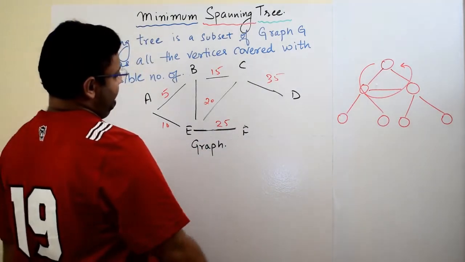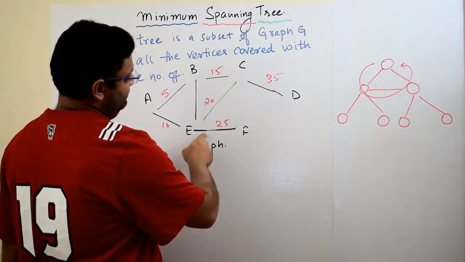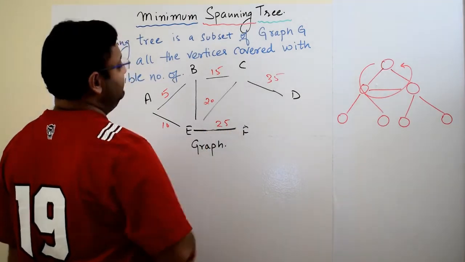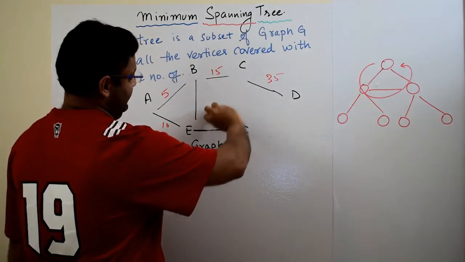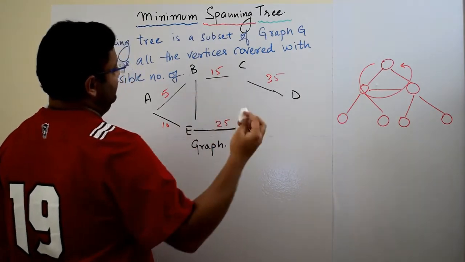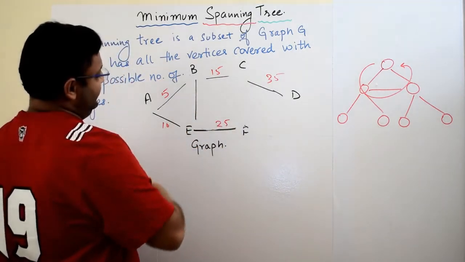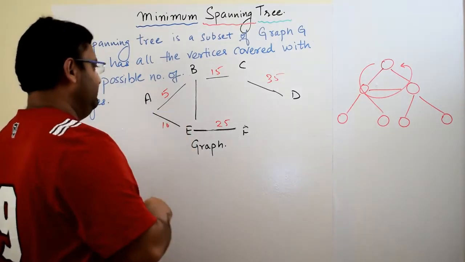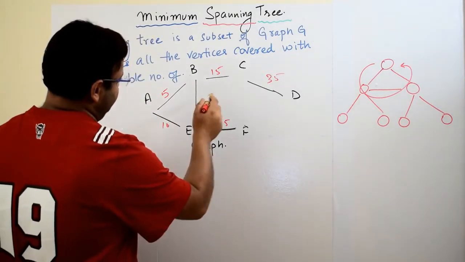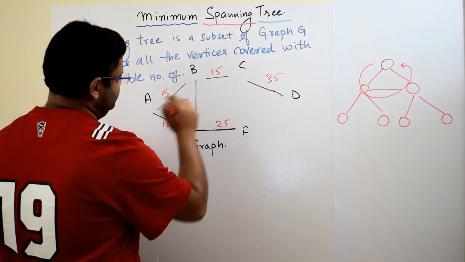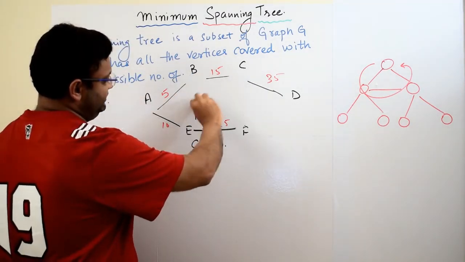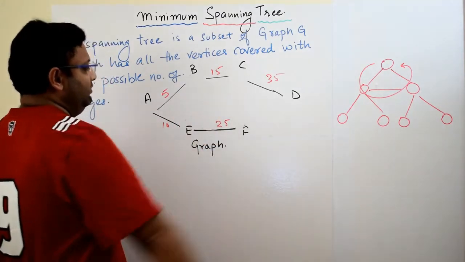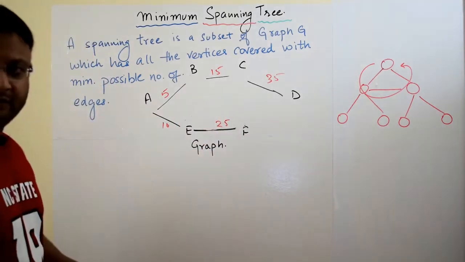Then what? Then 25. Can I remove this edge? No, because if I remove this edge, F will become disconnected. Now 20. Can I remove this edge? Yes, I can remove this edge. Still there is a cycle. I have not given any value to this edge. Let me give it 17. Can I remove this edge? Yes, I can remove this edge. No, I cannot remove any further edge, right?